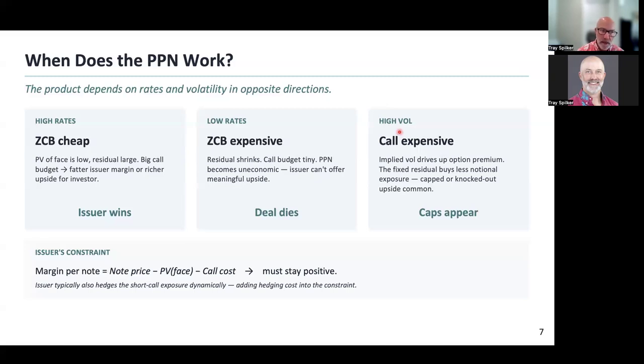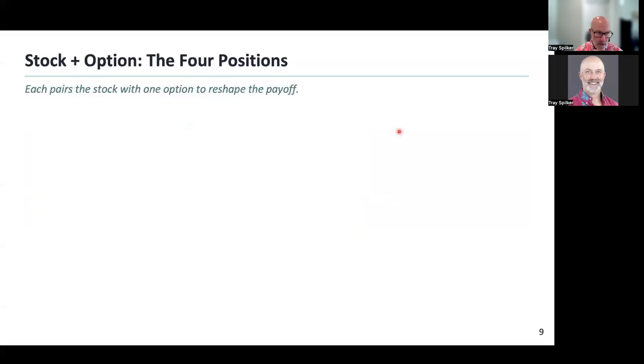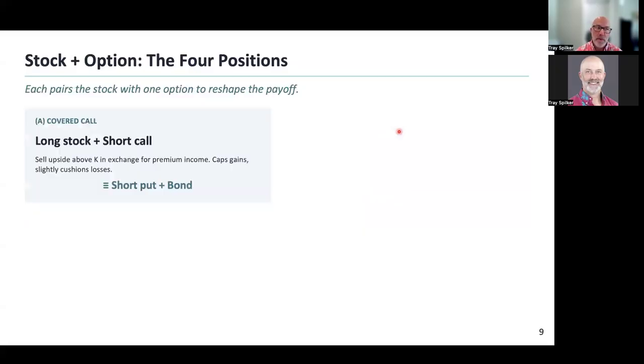Let's just give you the margin per note. We know this. All right, so that's principal protected notes. Let's move on to the second class of option strategies. This is when we combine a stock with an option that's written on the stock. There are going to be four main positions we talk about, and the four positions will basically reshape the payoff.